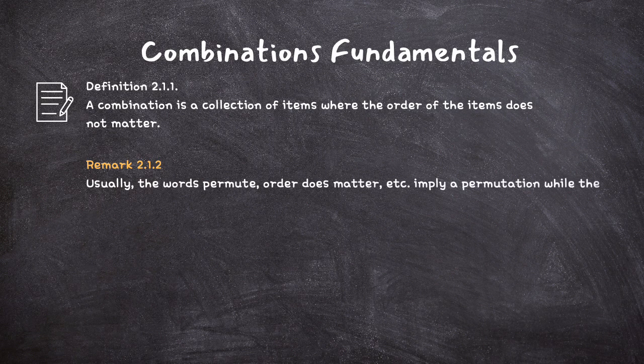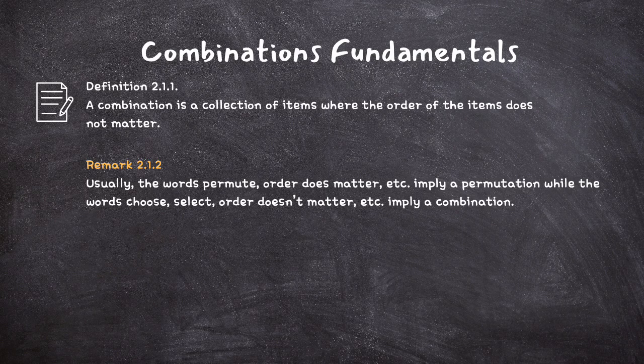Okay, so we have to note that usually the words permute, order does matter, etc. imply a permutation, while the words choose, select, order doesn't matter imply a combination. So these are the keywords for us to identify permutation and combination. These are very different, so we can base on the keywords to clarify the permutation or combination.